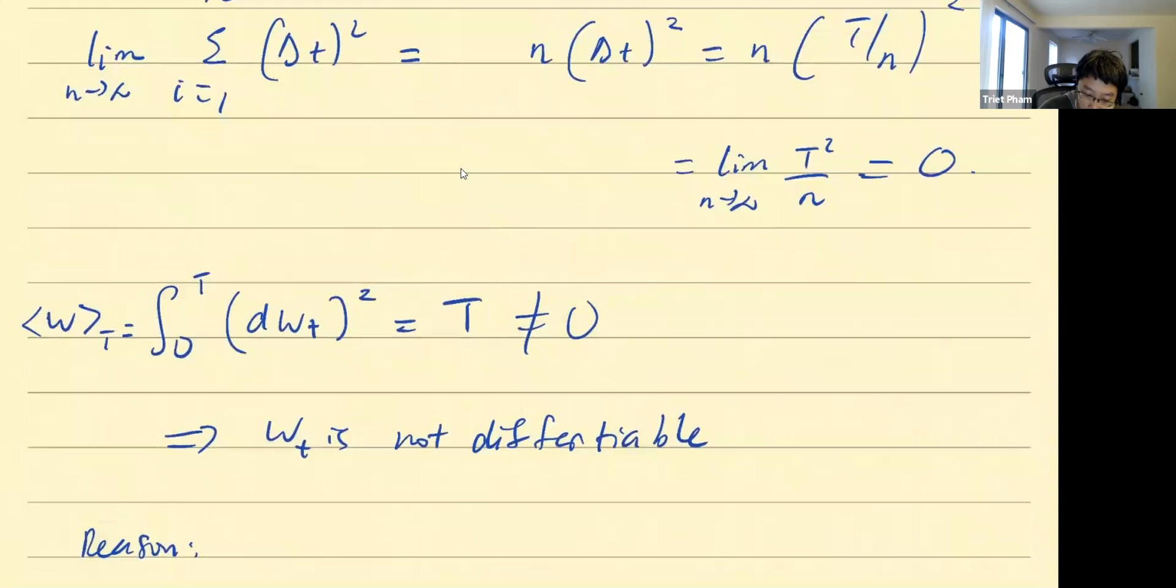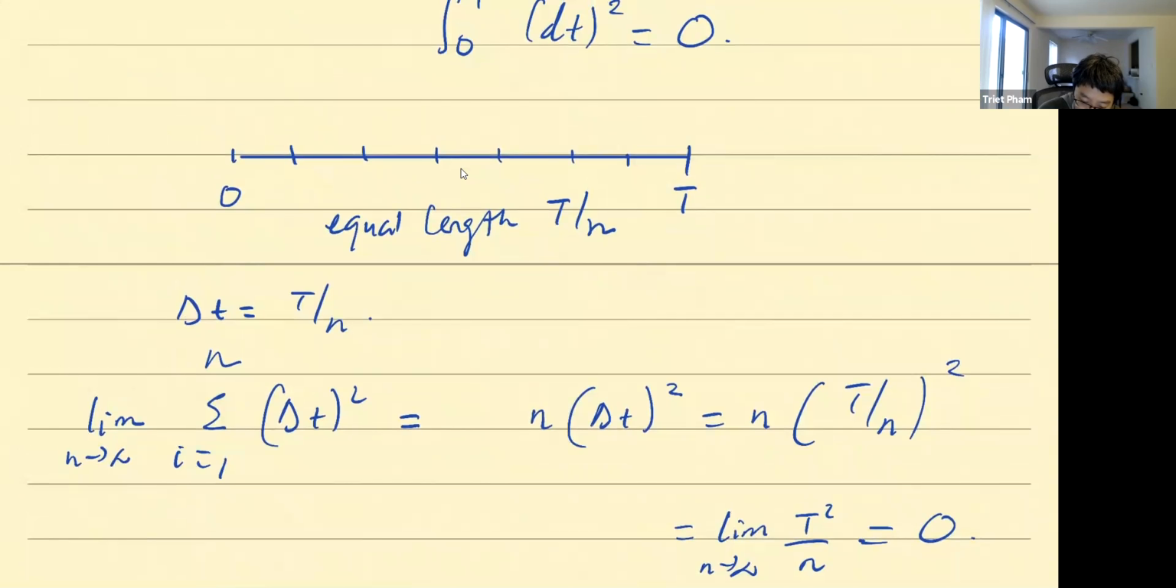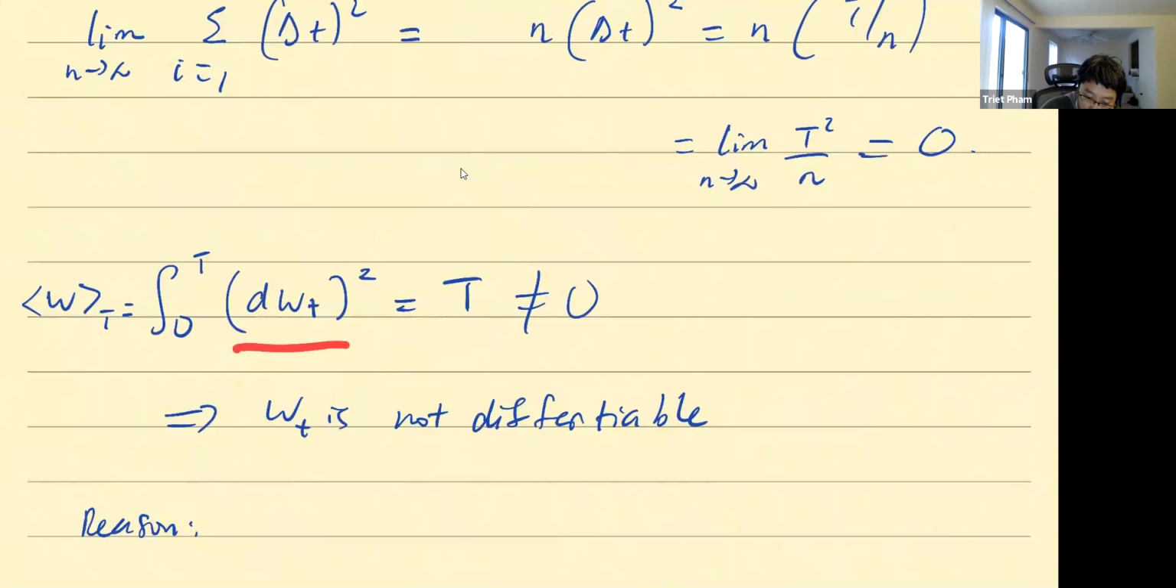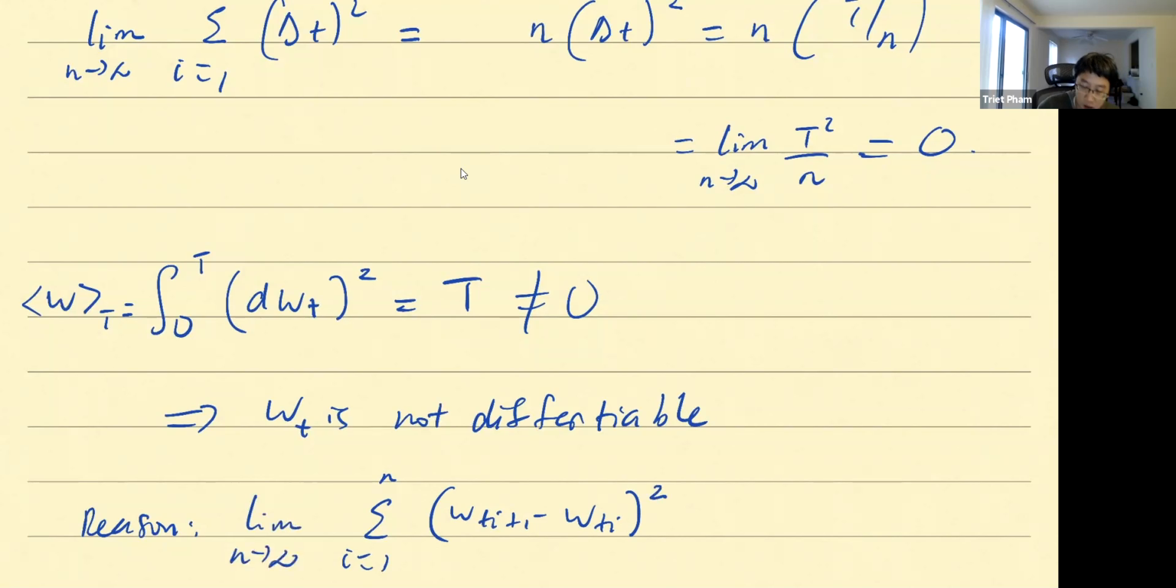Well, again, follow the same concept. Divide the interval from 0 to t into equal lengths, and then add these up. But if you add these up, what are we having? We get W_{t_{i+1}} minus W_{t_i}, squared. And you're like, okay, I don't know what this is.